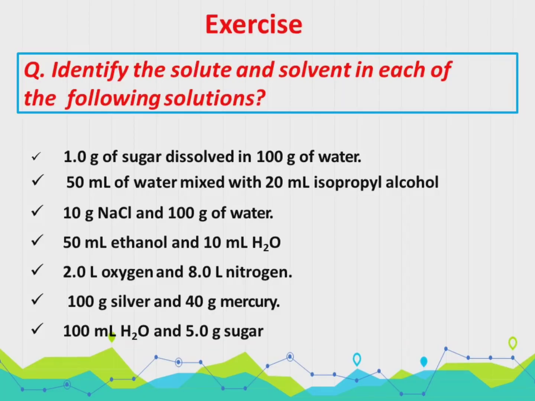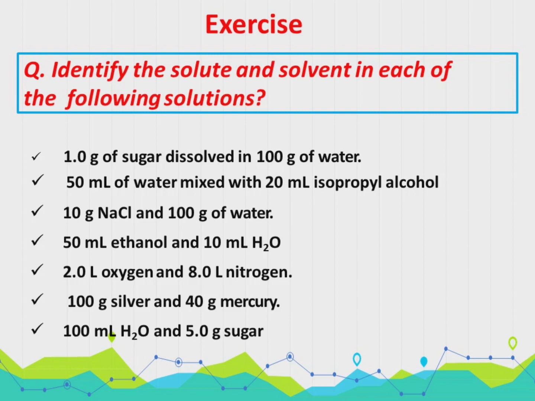So here we have the exercise that you have to solve. What you have to do is identify the solute and solvent from these examples. As example number 1, 1 gram of sugar is dissolved in 100 grams of water. You have to identify which one is the solute and which one is the solvent.